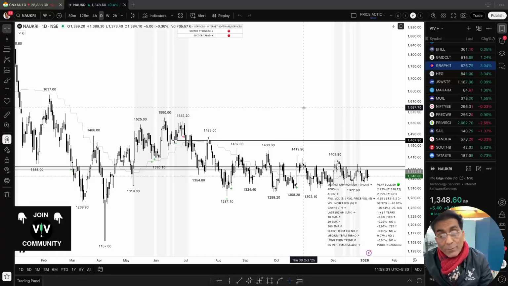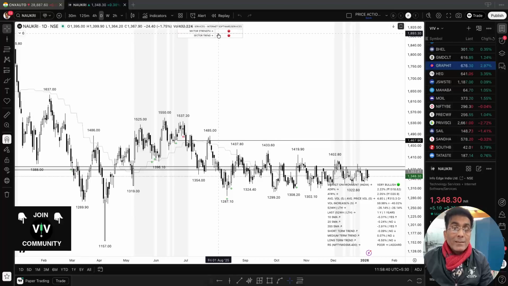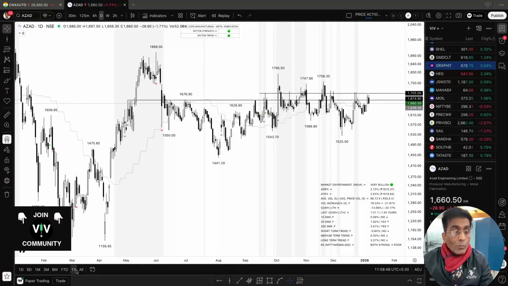Either we have to find the leaders, or we have to see that if the sector has strength, the stock should also have strength. Like, let's go to Azad Engineering. Now see what is happening here. The sector has strength, but Azad Engineering is not working. It is very volatile. That means it is not a leader. We have to find the leaders. When the sector is in a positive move, showing strength and trend, why is this stock not working?